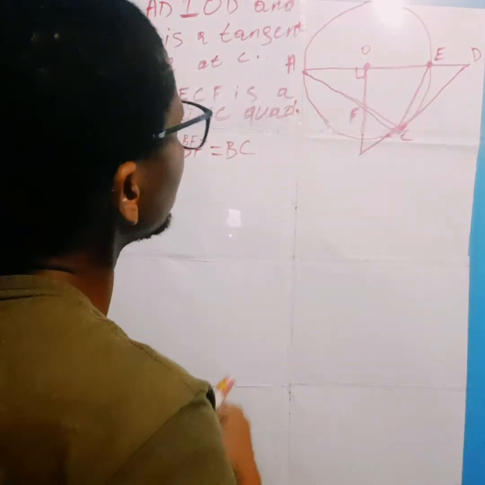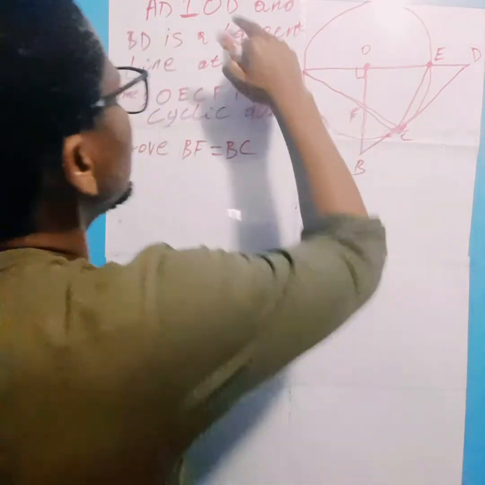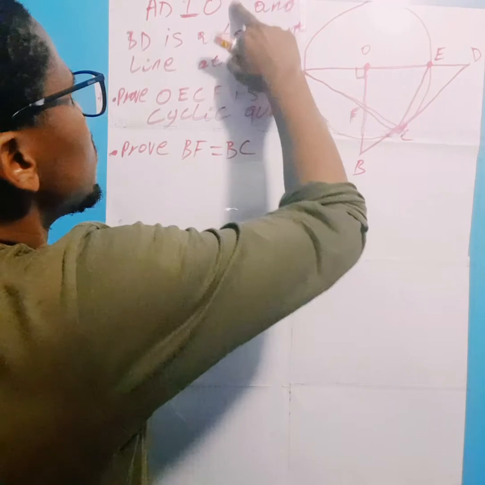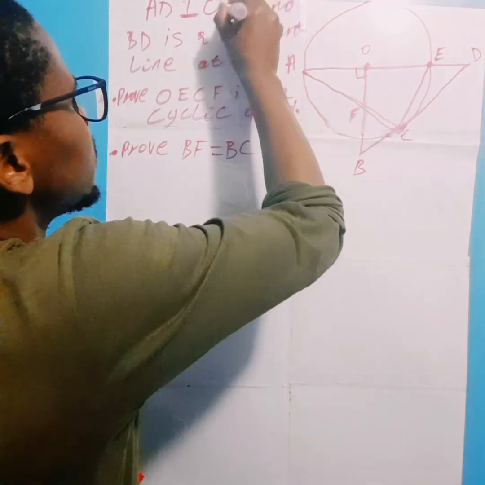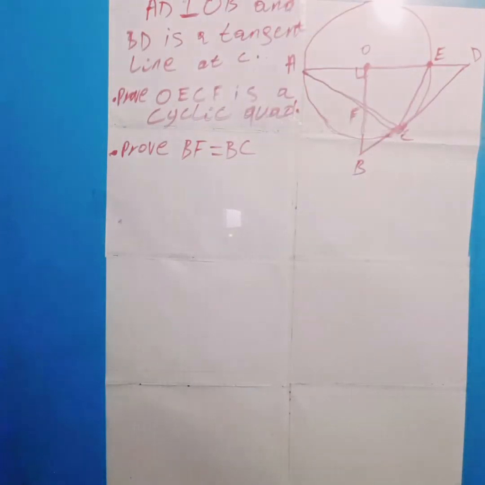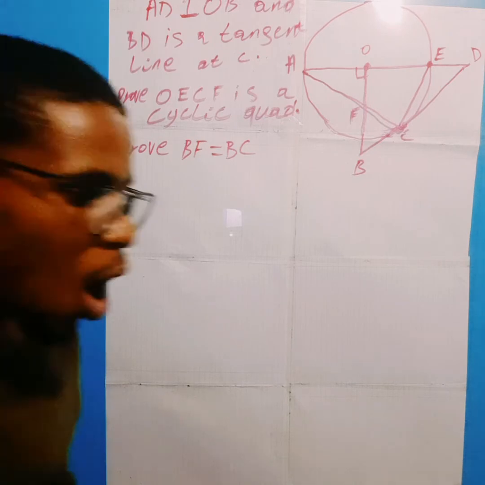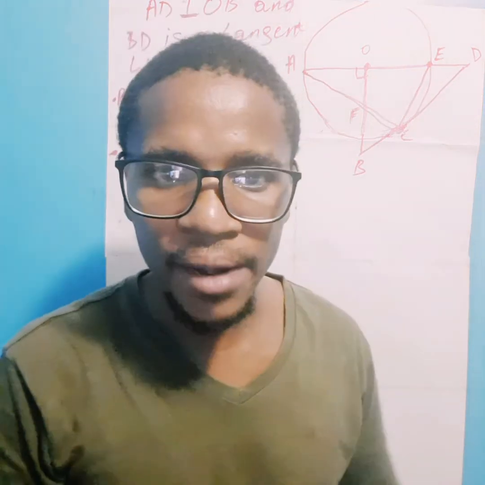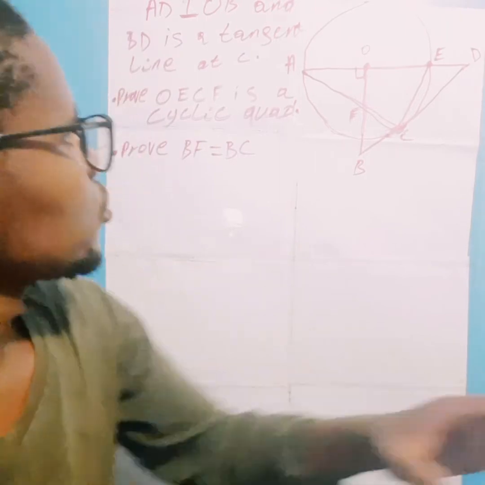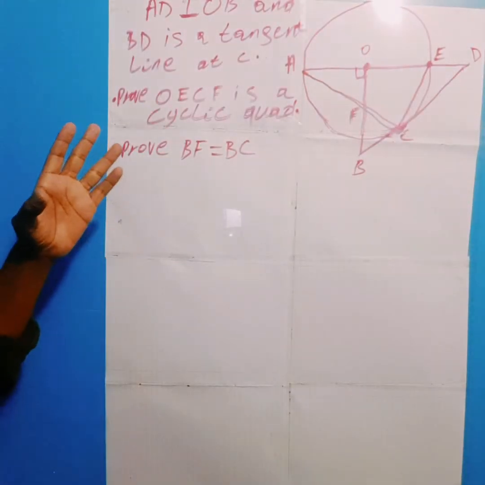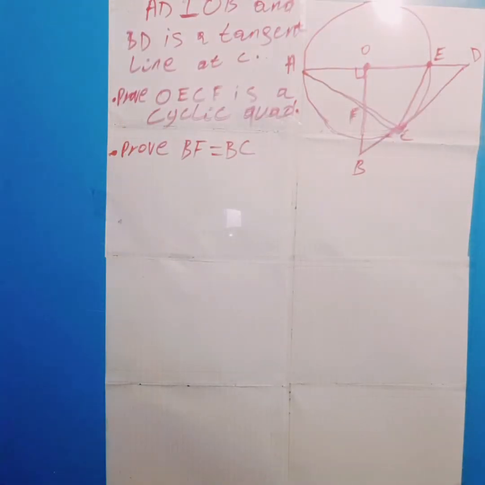To OB. OA is perpendicular to OB. So those two lines are perpendicular to each other. Okay. BD is a tangent line at point C. So now, you are asked two questions.